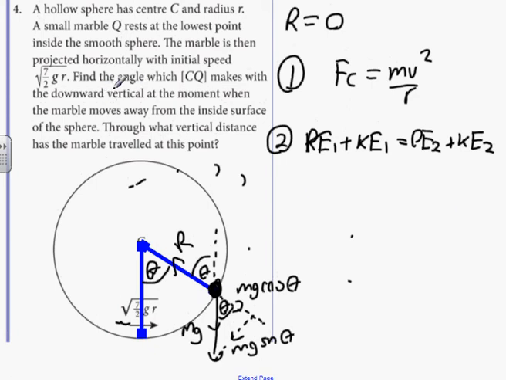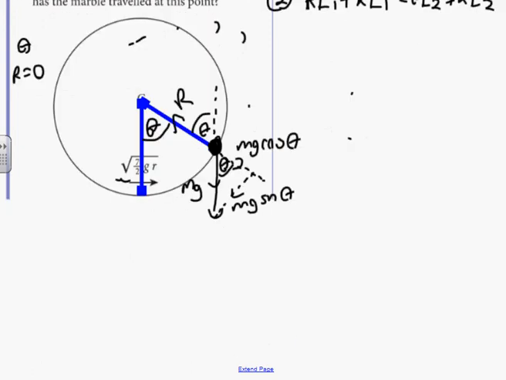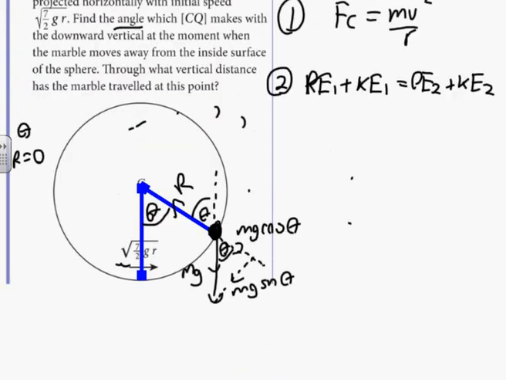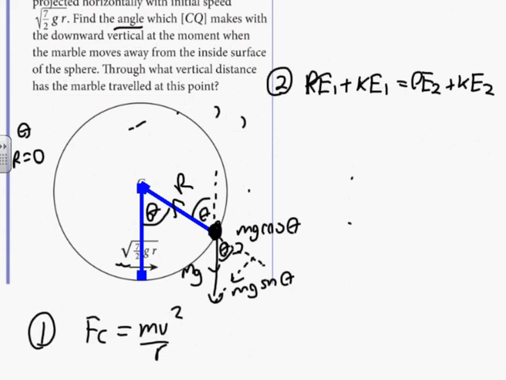Now, find the angle. We don't know what theta is. Find theta. Find the angle which makes it downward at the moment when the marble moves away from the inside surface. So R will equal 0 at one point. Okay. So guys, FC equals mv squared over r. Let's start working on that one there.